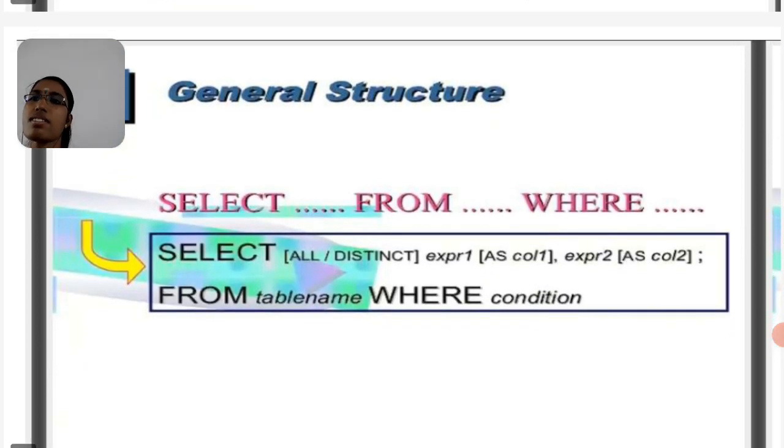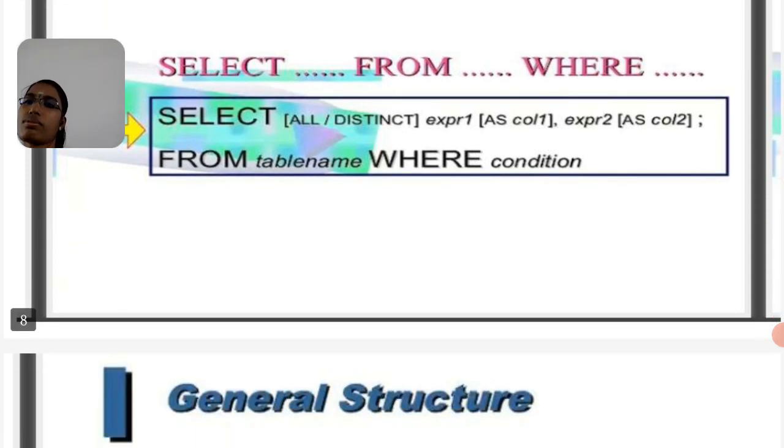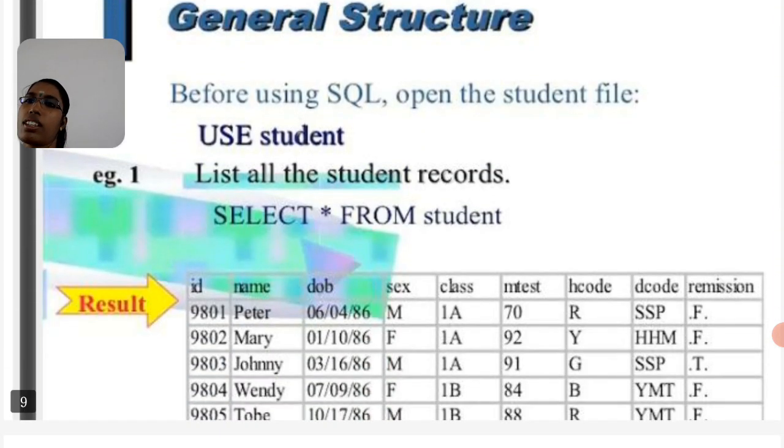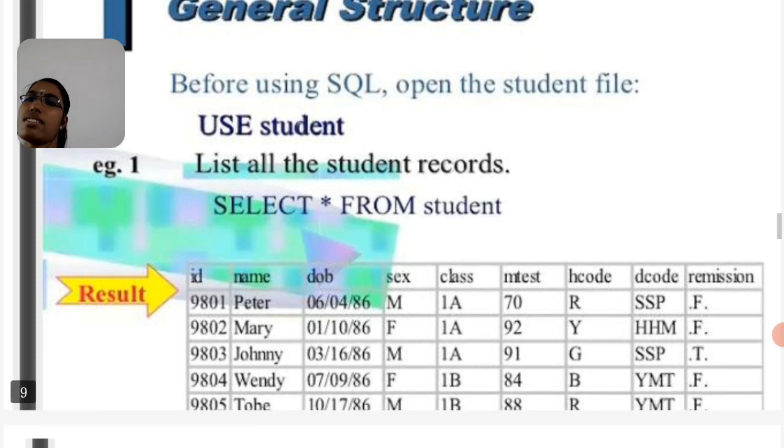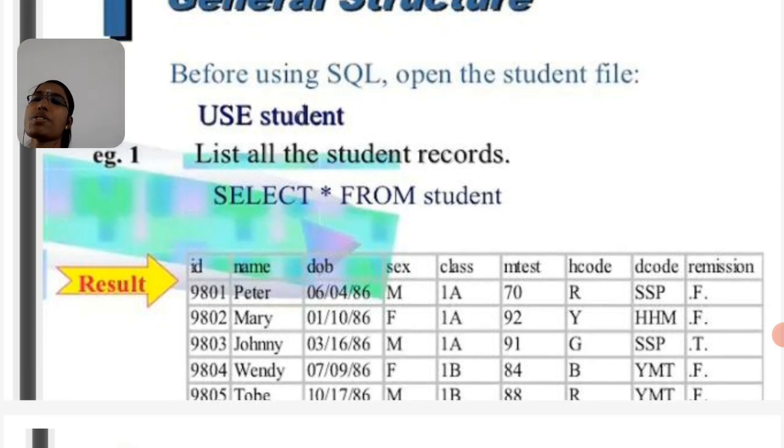General structure: select, from, where. This is the syntax, for example: select student name from student table where register number equal to 1001. General structure: select star from students. If I enter select star from student, the entire table will be displayed.